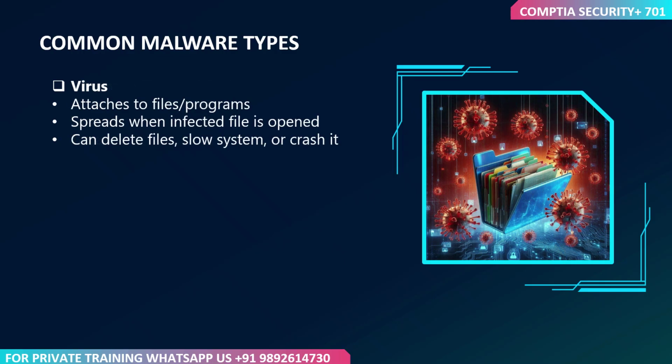Let's start with viruses. A computer virus is probably the most well-known type of malware. Just like a biological virus, a computer virus attaches itself to a file or a program, and once that infected file is opened, the virus spreads to other files or programs on your system. It can delete files, slow down your system, or even make it completely unusable.